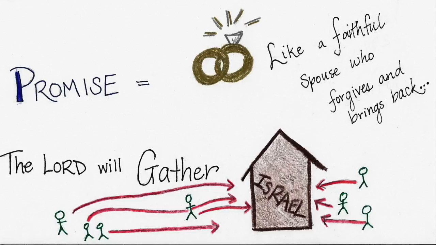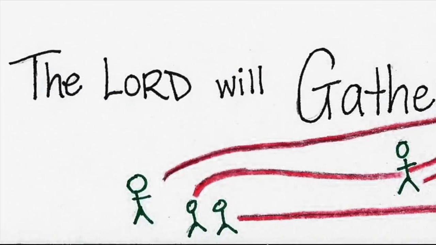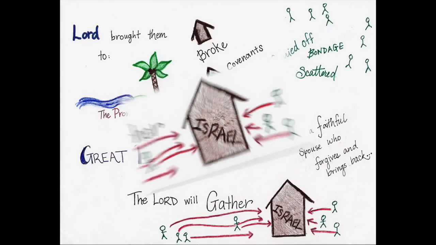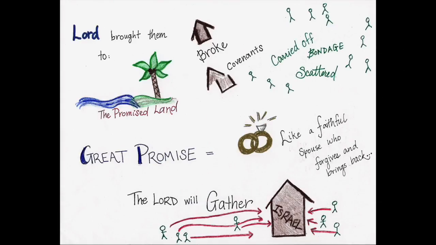This is the great promise that, like a faithful spouse who will forgive and bring back the spouse who has been unfaithful and untrue, the Lord has made this promise that He will bring back Israel, and Israel will take its place once again as His devoted, symbolic spouse. And this, of course, is called the Gathering of Israel, or the Great Gathering. And this is one of the major themes of the scriptures.